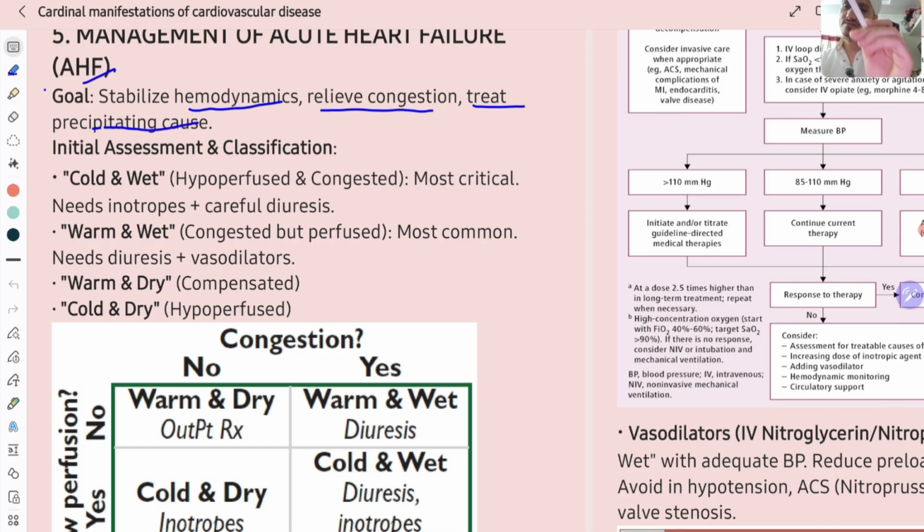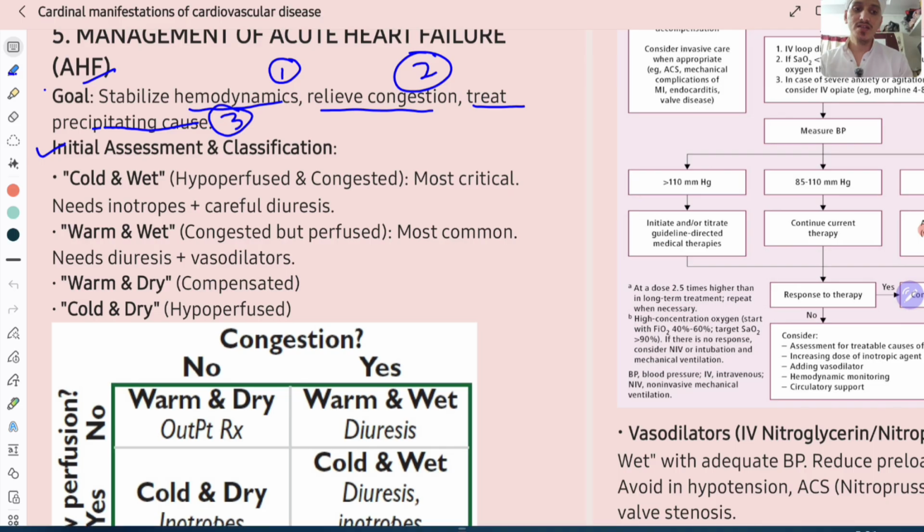Very important. One, stabilize the hemodynamics: saturation, BP, heart rate. Second, relieve the congestion. Third, treat the precipitating cause. So stabilize the hemodynamics, relieve the congestion, and identify the cause. So, initial assessment and classification. This is very easy. I will take this one upside, scroll it up.